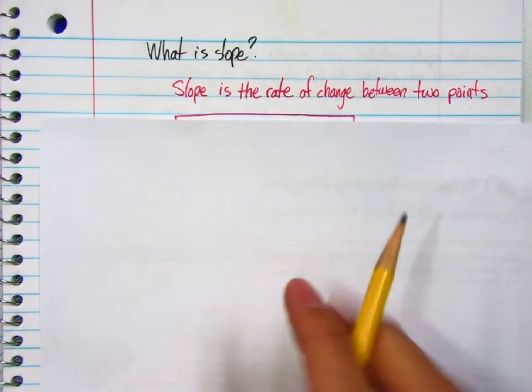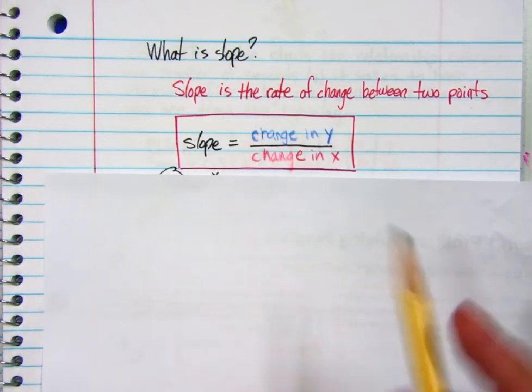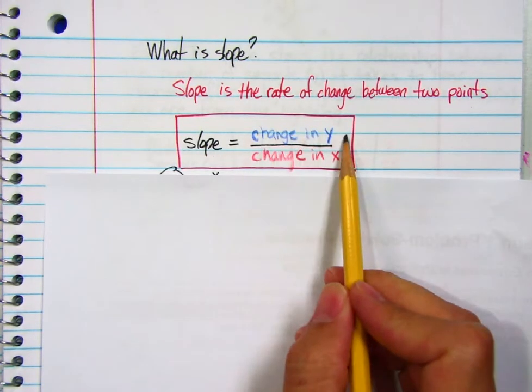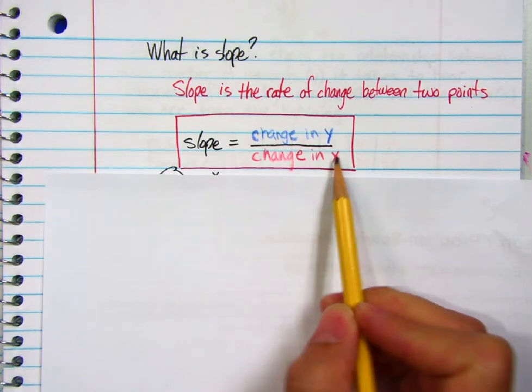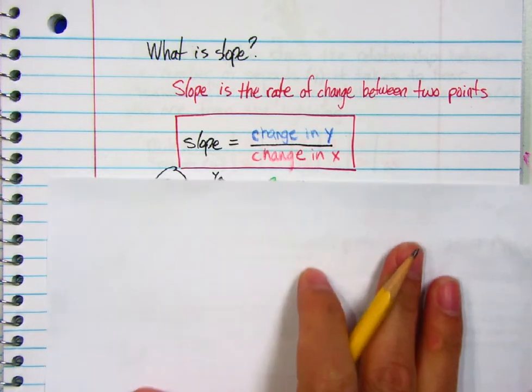So what is slope? Well, slope is the rate of change between 2 points. Okay, we can write it like this. Slope is the change in y over the change in x, right? The change in how much it moved up and down versus across.